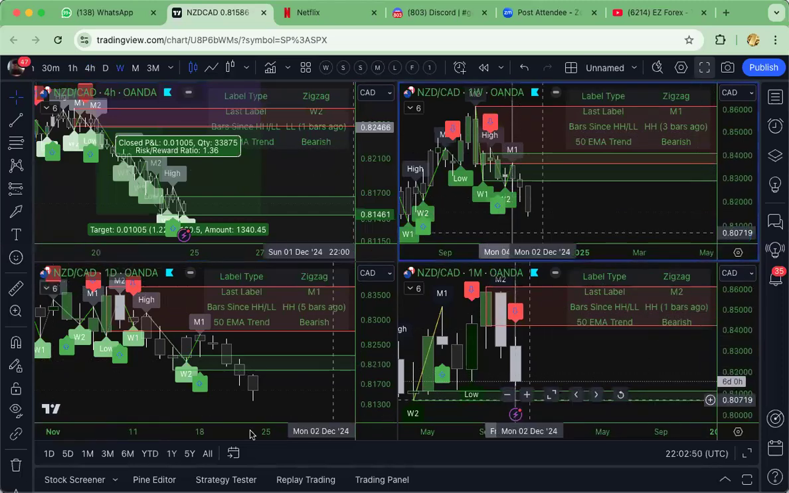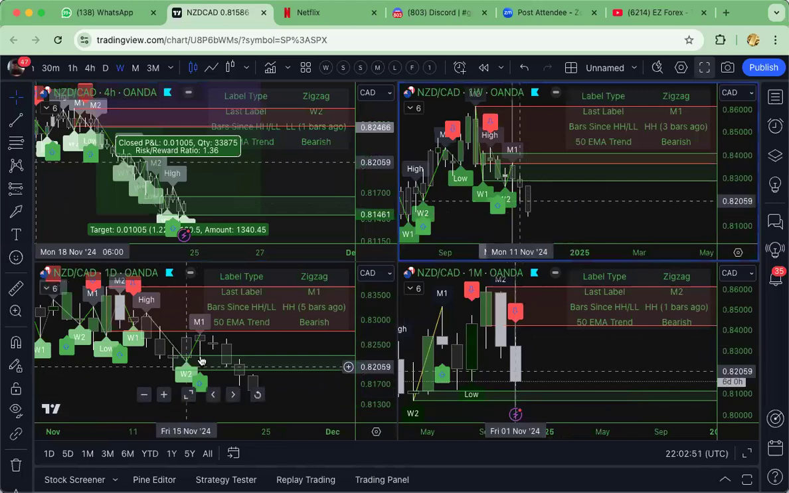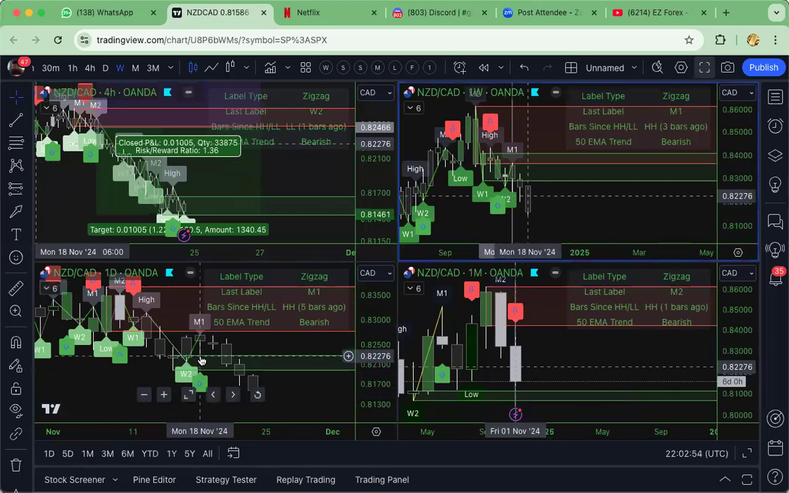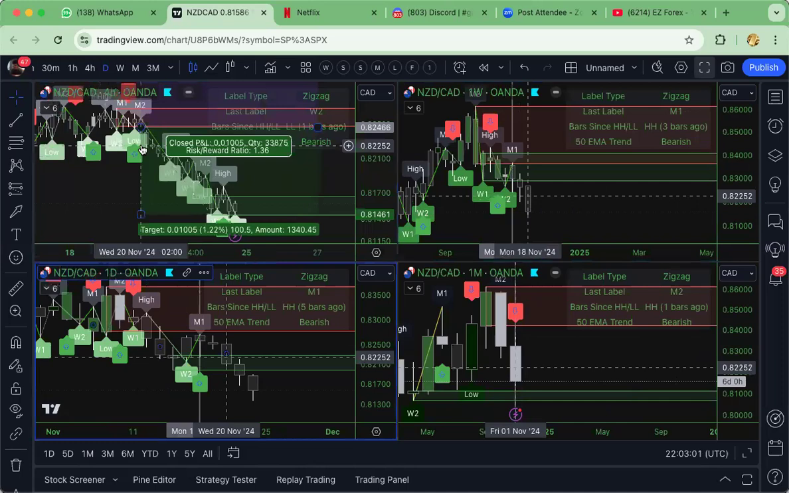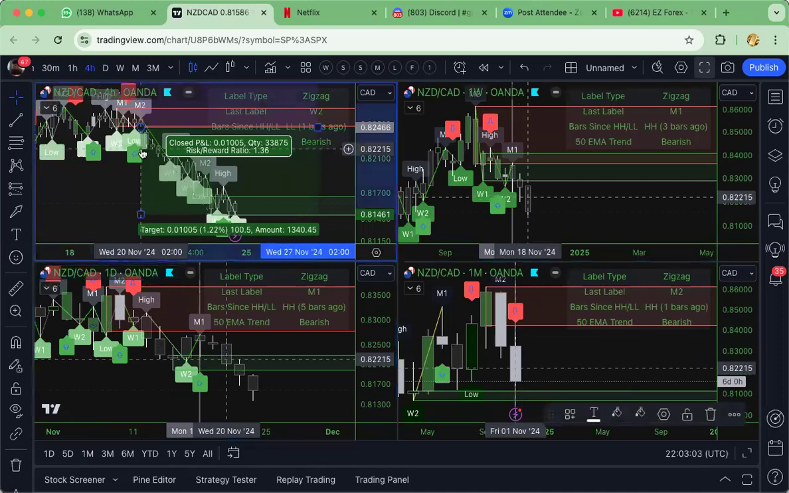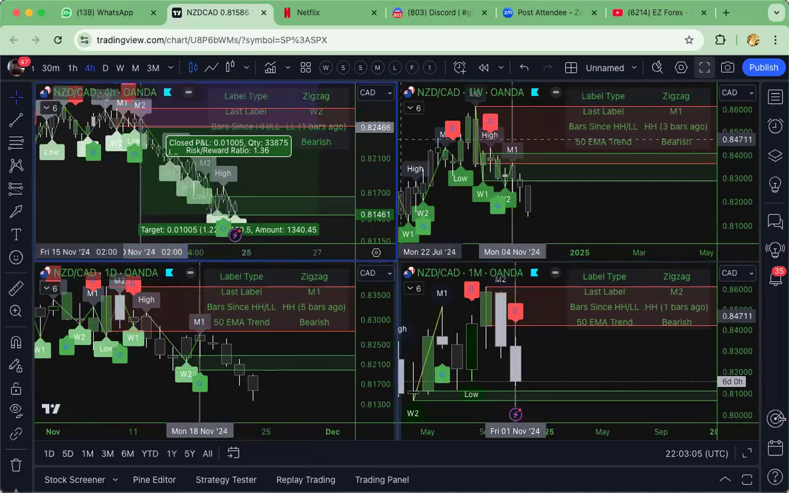So you can see November the 4th. We have gear 3 here, November the 18th. And then we have gear 4 here, Wednesday the 20th. Look at the gears. Friday, 1st of November. Monday, 4th of November. Monday, 18th of November. Wednesday, 20th of November. Gear 1, gear 2, gear 3, gear 4.